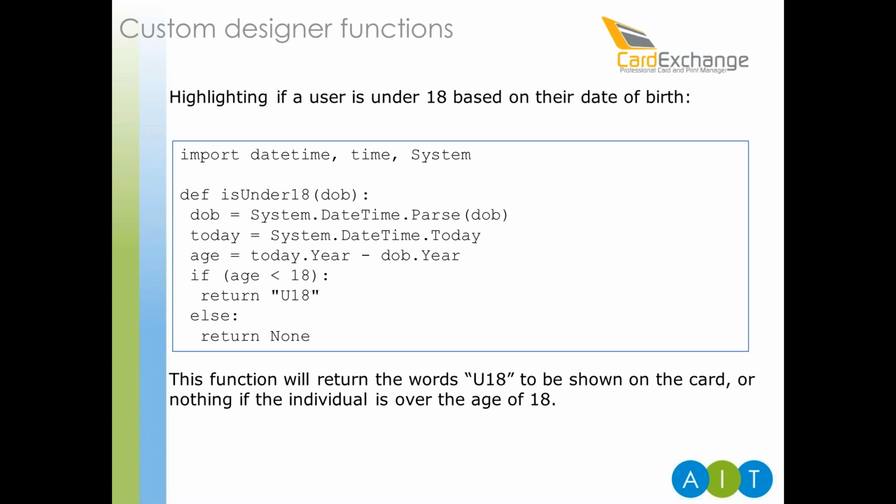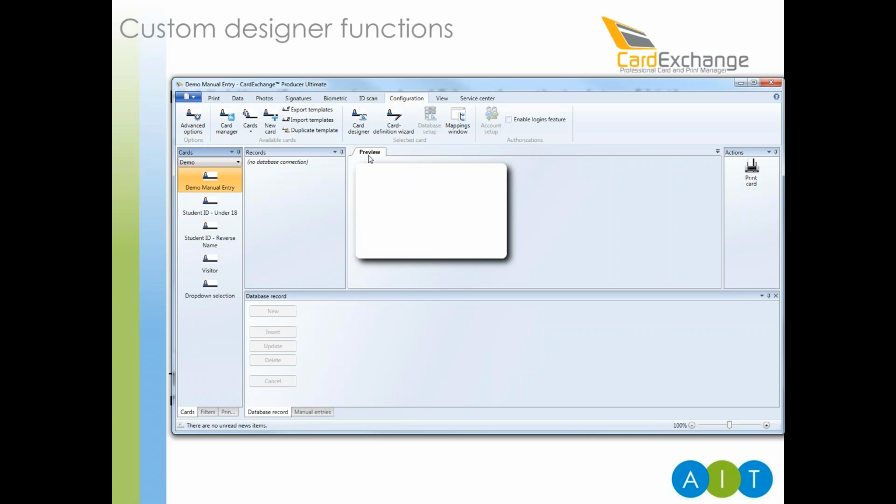Otherwise, if they're over 18, nothing's returned. It just returns none, nothing. So you can see also there's some libraries that get imported at the top of the code. This is often necessary with Python, so that it knows what functionality is required. So we're importing the date time function here, time, and system, which is actually a .NET library that Python can call on. So I'll just give you a very quick demo of how that works.